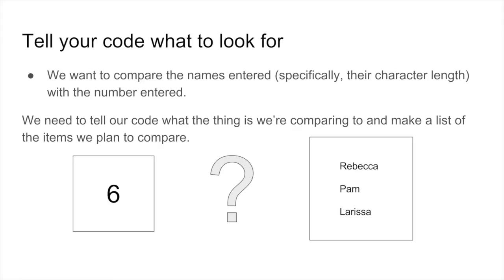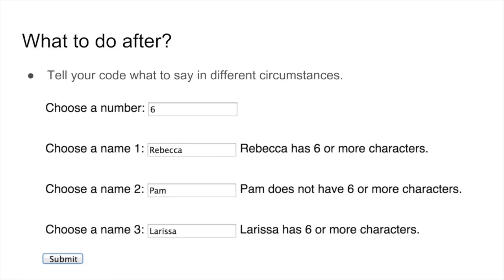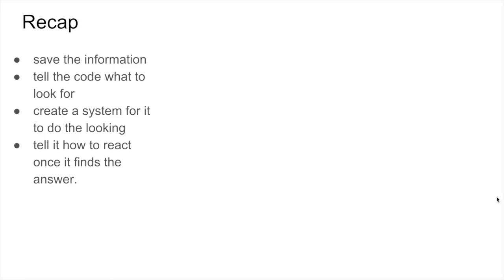So all of these are just pieces of code, lines and sections where we're telling JavaScript what we want it to do. And then we tell it what to do after. So after it's found these relationships and done the calculations, which it's going to take all of a millisecond to do, then it's going to return these different responses and we tell it what we want it to say. So if it's equal or greater than the number, it returns a certain response. If it's less than the number, it returns a different response.